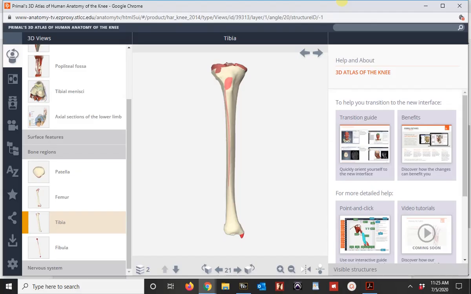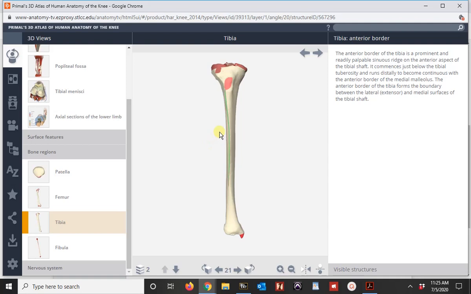So here's a 3D image of the tibia. We can turn it around like that and look at it. This is the anterior surface of the tibia. This is the front. This would be your shin bone. So that's the anterior border right here.